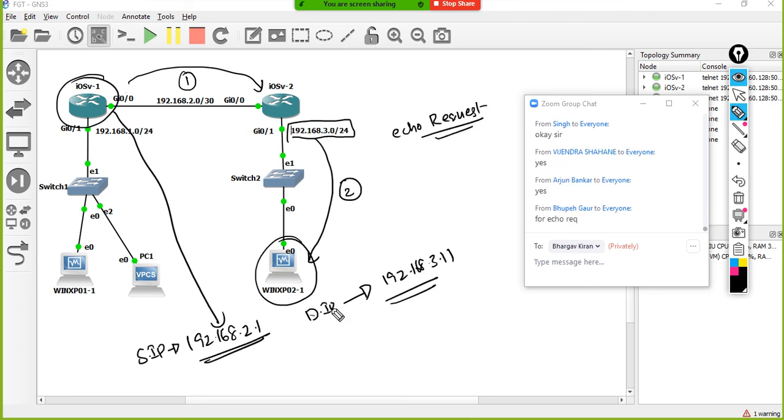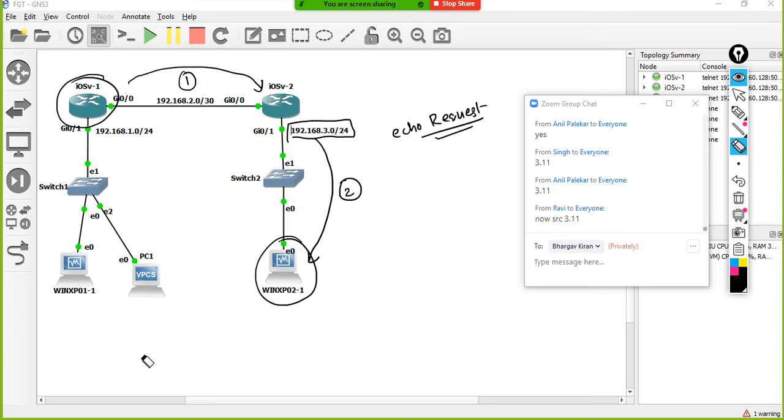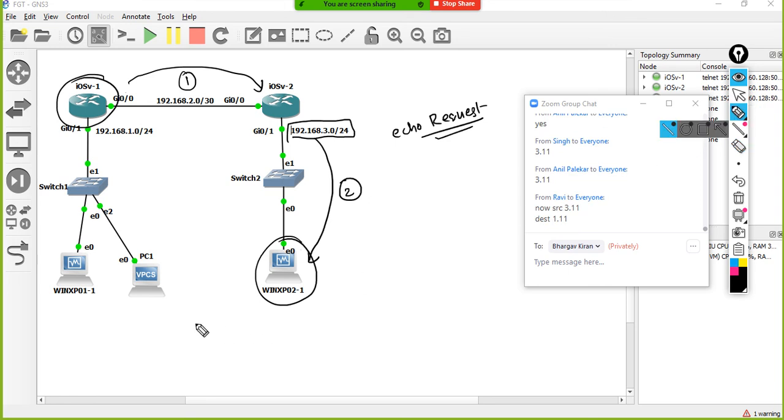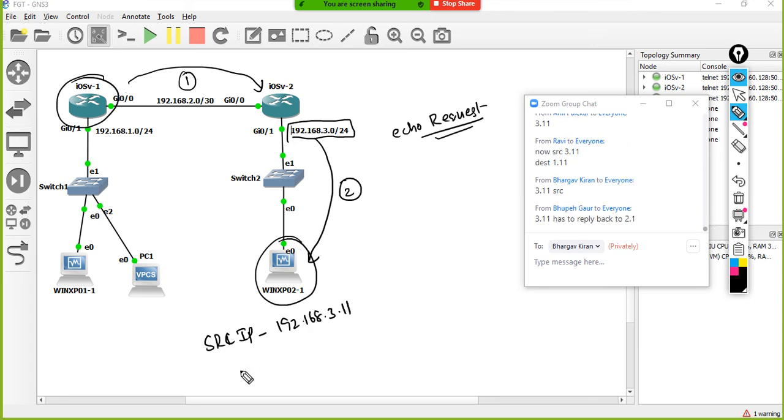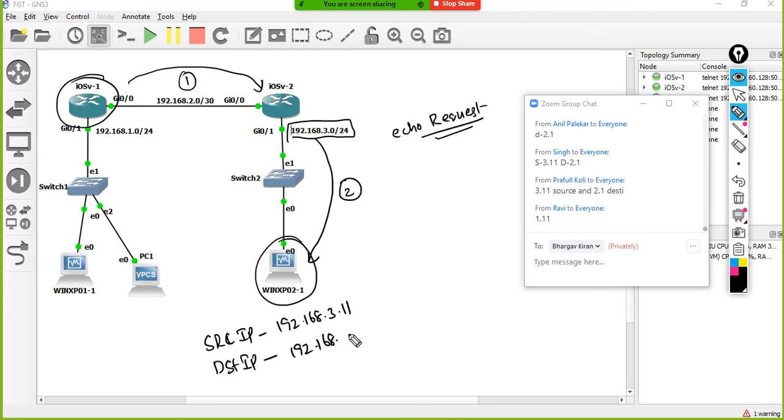Now, who has to reply back? The reply has to go, right? Right or wrong? Now who is the source and who is the destination? The source IP is 192.168.3.11. The destination IP is who? 192.168. Help me out. 2.1. Yeah, Ravi? So what will this guy do?